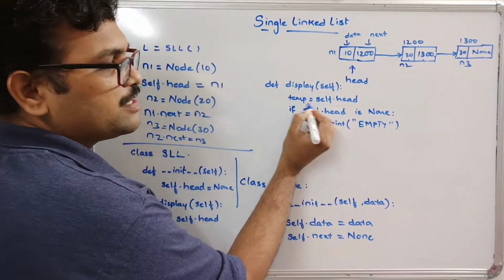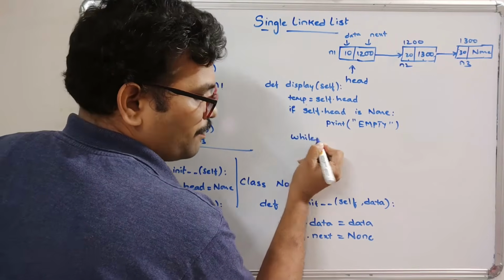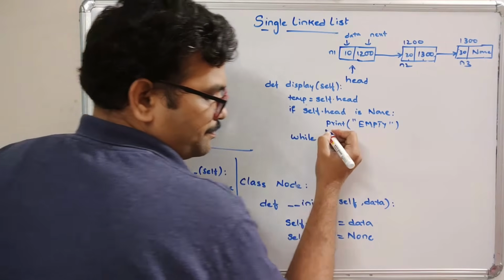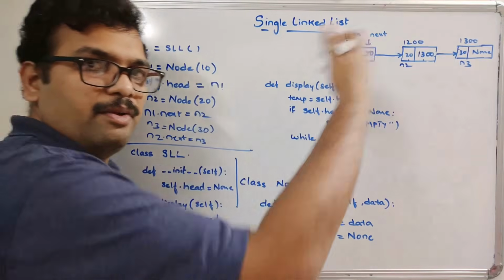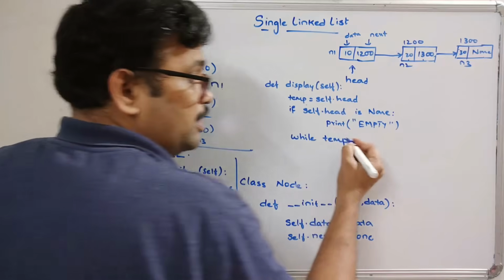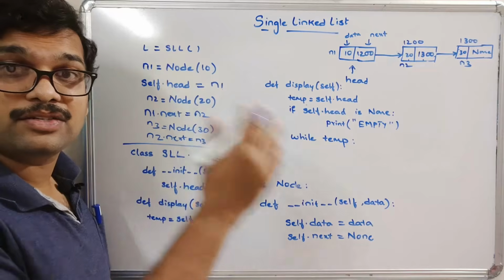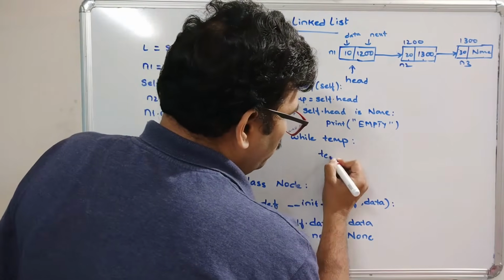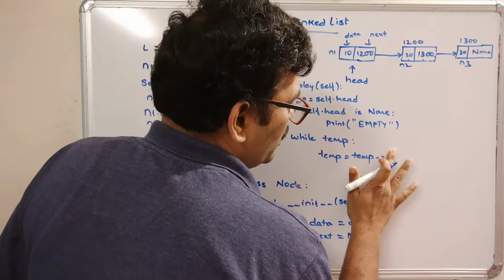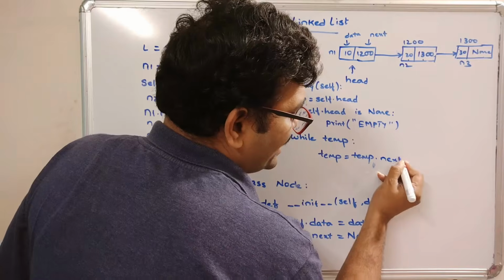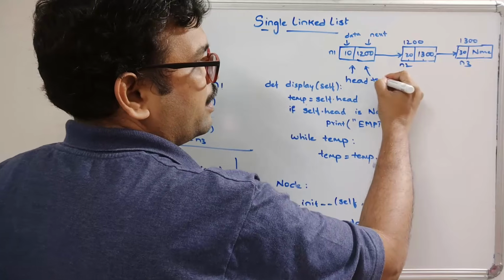So for that purpose we are just assigning the head value to temporary. So while temp, that means it will be moving from one first value to last value. So while temp, that means until it reaches to the last element, so we need to move temp is equal to temp dot next. So first, while temp means here the head, right?